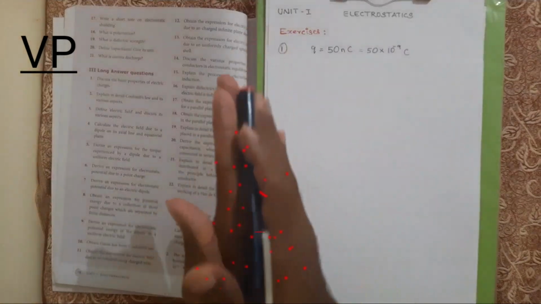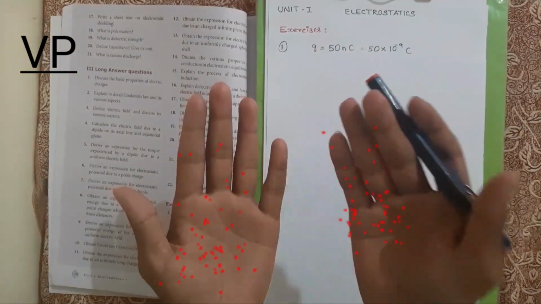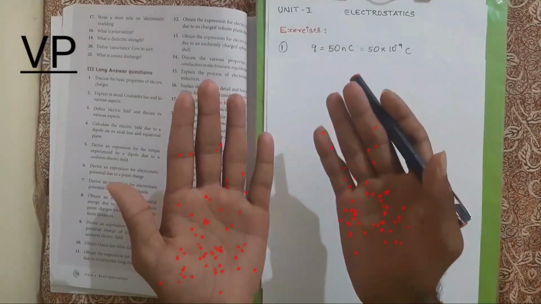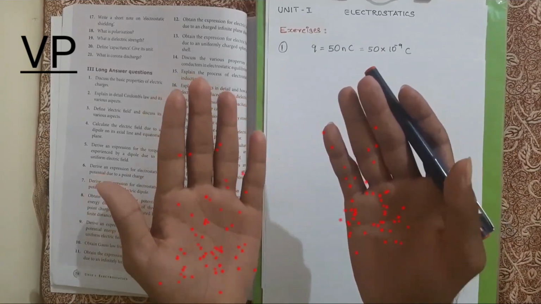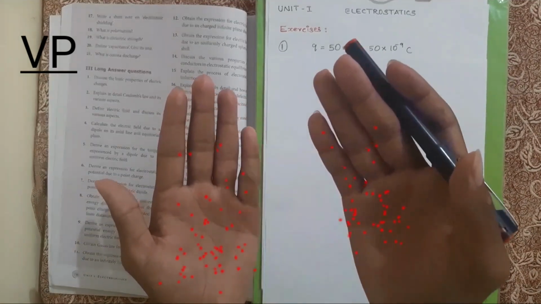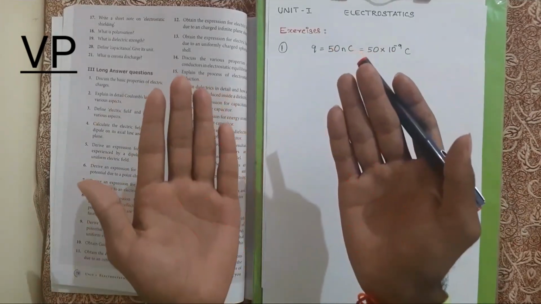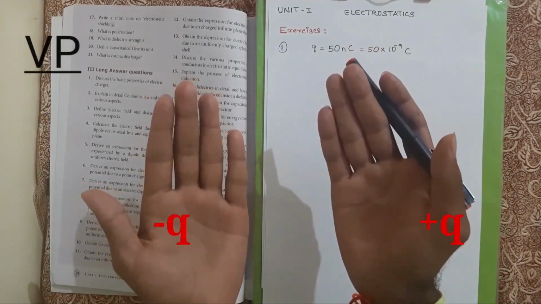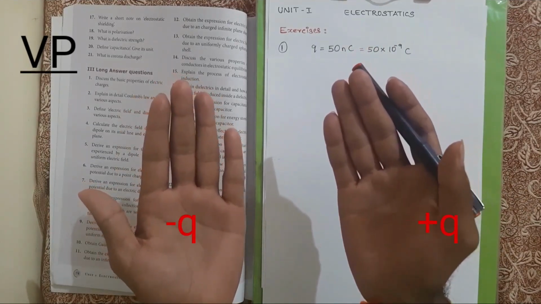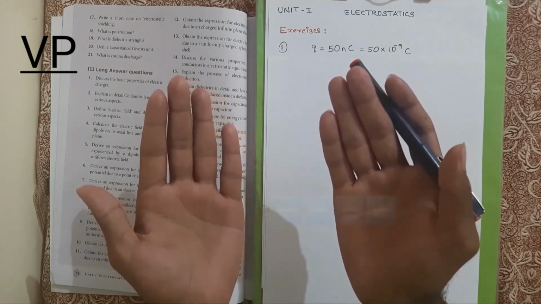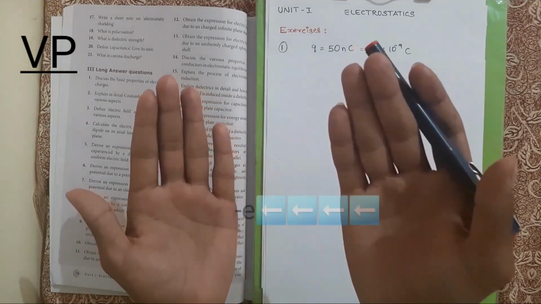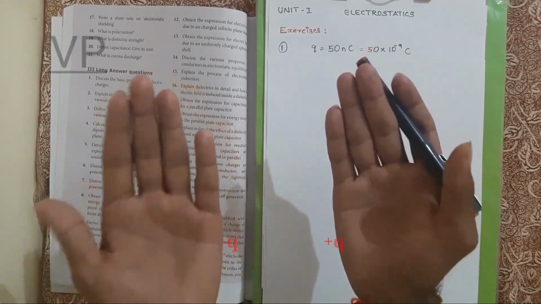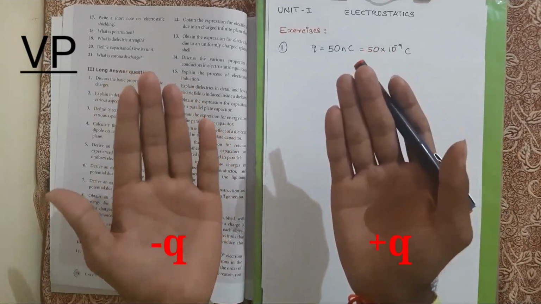When we rub two objects, these two objects acquire 50 nanocoulomb of charge. This happens due to the transfer of electrons from one object to the other object. If we assume that the electrons are transferred from this object to this object, then this object acquires plus 50 nanocoulomb of charge and this object acquires minus 50 nanocoulomb of charge. Now we are asked to calculate the number of electrons that have transferred from this object to this object such that the charge acquired by these two objects are plus 50 nanocoulomb and minus 50 nanocoulomb.